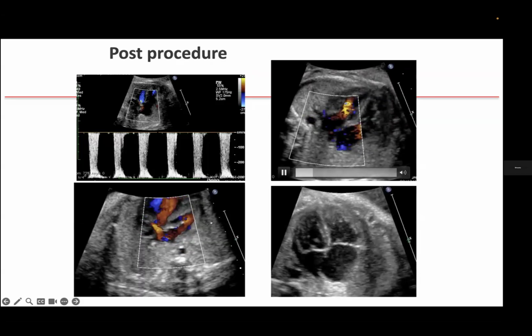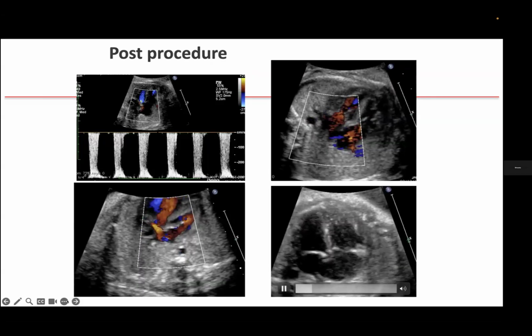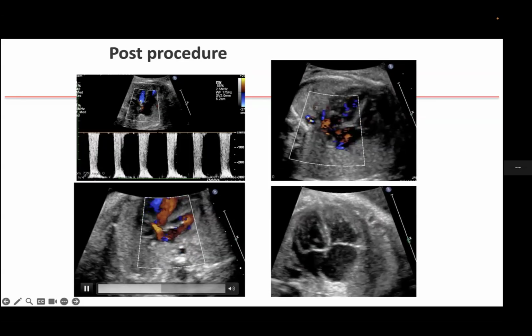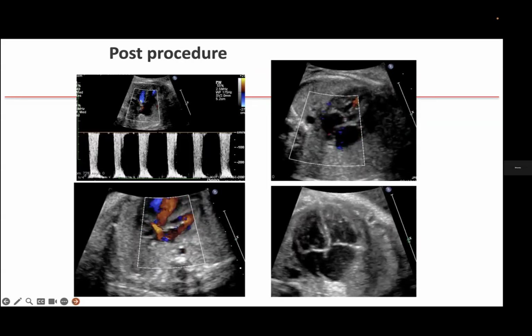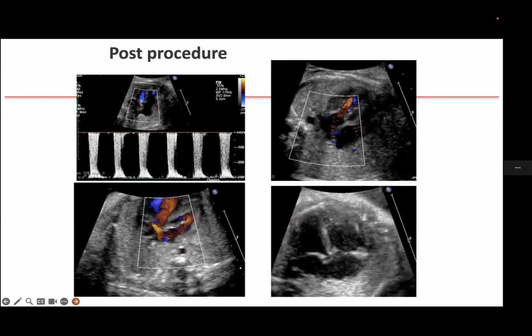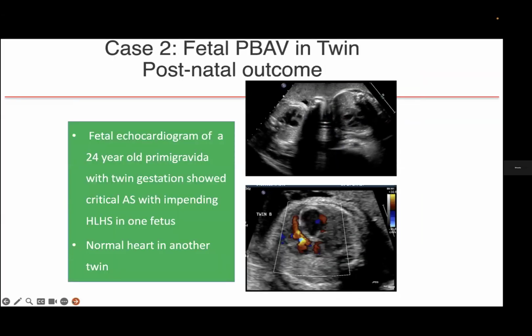The foramen ovale shunting is RA to LA. We can see that the left ventricular function is better, and the aortic valve flow is also much improved. So this was our first case of fetal aortic valvotomy and has done very well. And this child is almost 10 years now and is leading a normal life.